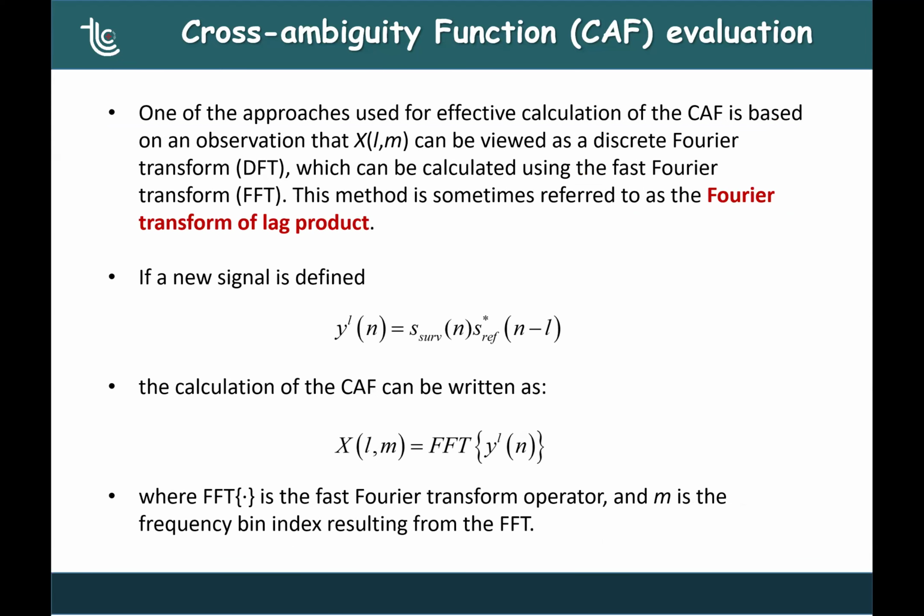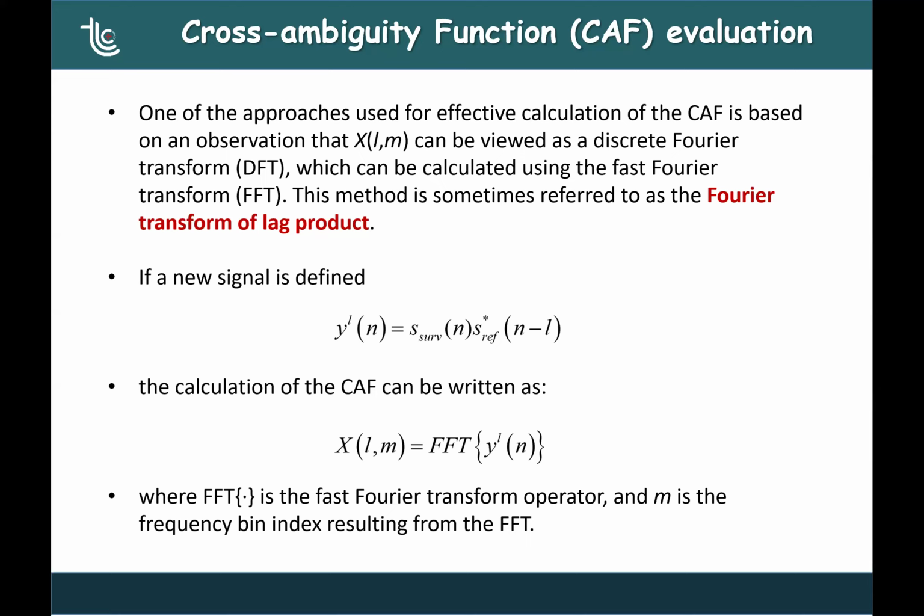Summarizing, there are multiple ways to calculate the cross ambiguity function in an efficient way. And remember that passive radars continuously calculate this cross ambiguity function in order to estimate the Doppler frequency of the target and the range position of the target. It must be implemented in an efficient way.